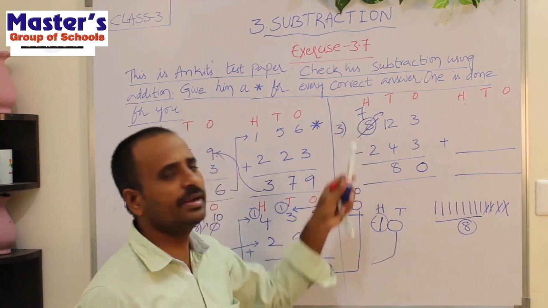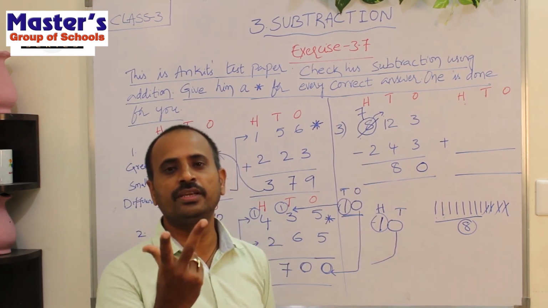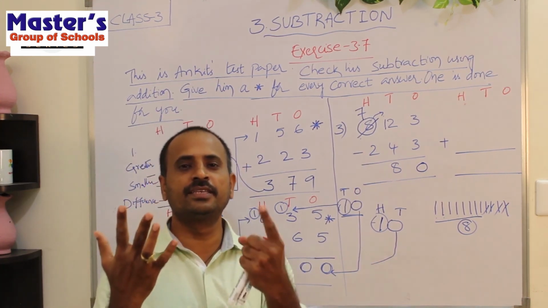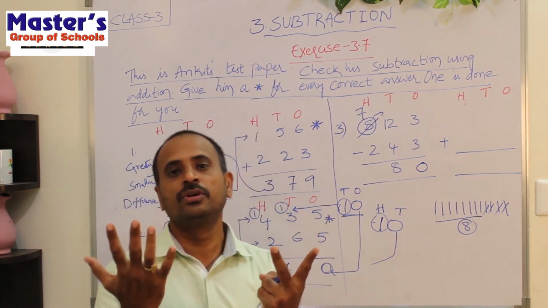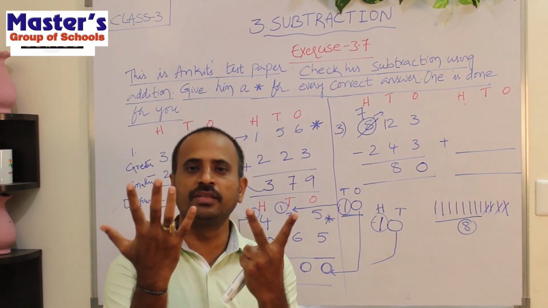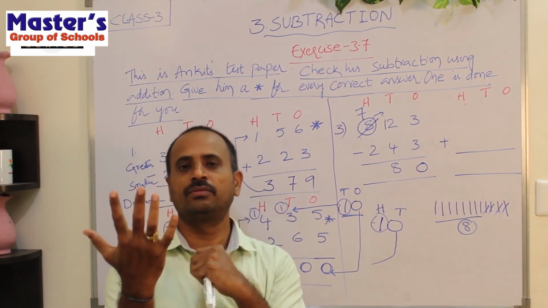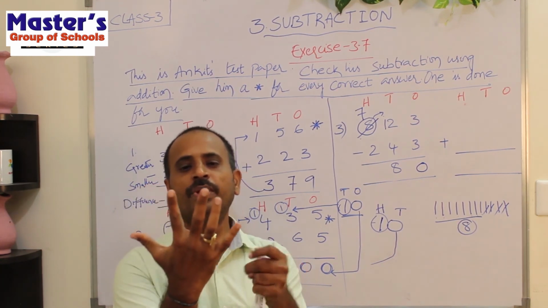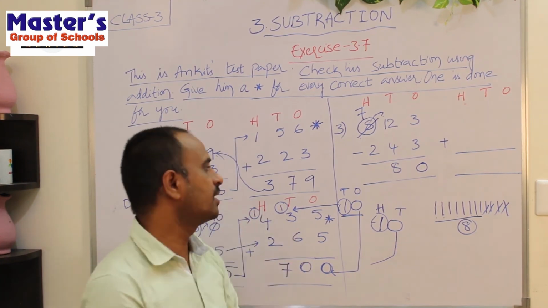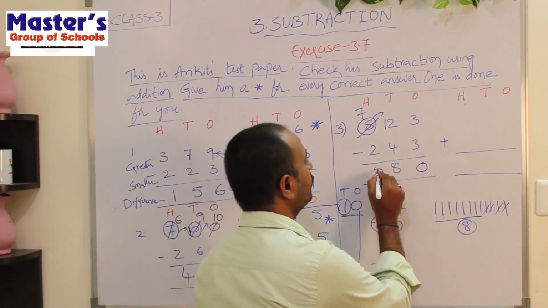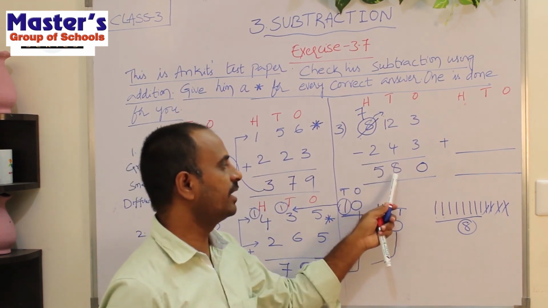So what is the first number? 7. Open 7 fingers of your hand. 1, 2, 3, 4, 5 and 6, 7. These are the 7 fingers. What is the second number? 2. So close 2 fingers among these 7 fingers. Children, see, I am closing 2 fingers. 1, 2. How many fingers are remaining? 1, 2, 3, 4, 5. There are 5 fingers remaining. So write 5 under the hundreds place. So the answer is 580.